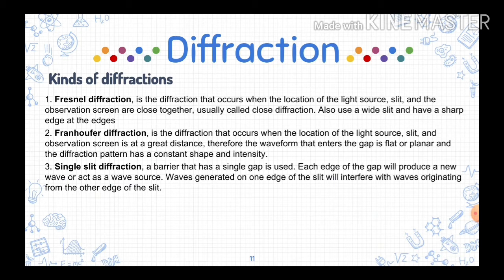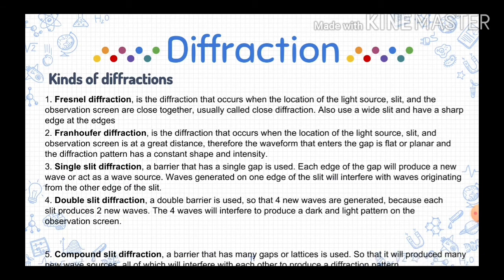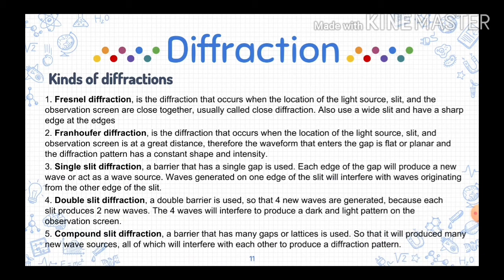Waves generated on one edge of the slit will interfere with the waves originating from the other edge of the slit. Fourth, double slit diffractions. A double barrier is used, so 4 new waves are generated. Because each slit produces 2 new waves, the 4 waves will interfere to produce a dark and light pattern on the observation screen.